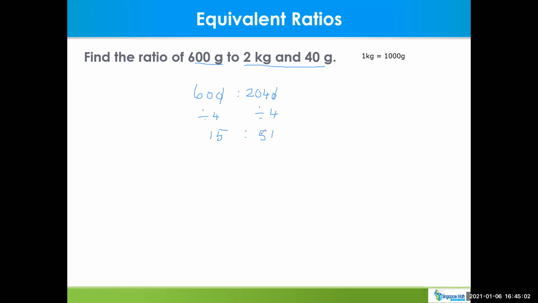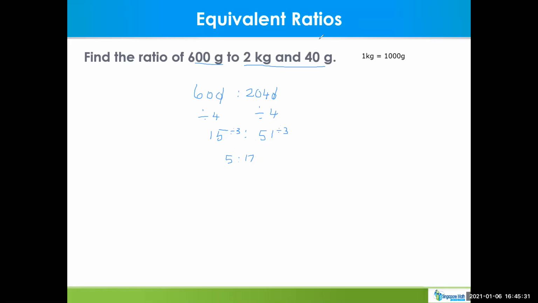Now 15 and 51, you can further simplify it by 3. So 15 divided by 3, you get 5. And 51 divided by 3, you get 17. Okay? All right, did you get that? I hope you did get that.